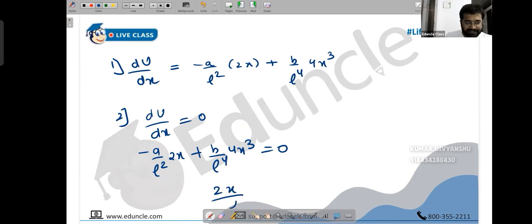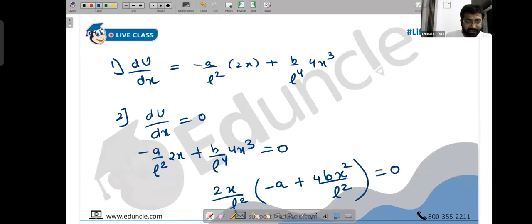Good. So I can take 2x upon L square common. I'll be left with minus a plus 4b x square upon L square. This is 0. I hope I have taken common properly. Let me just check. 2 is taken, x is taken, L square is taken, so minus 8 is remaining. Here, since I've taken 2 common, I'll be left with 2b x square upon L square.